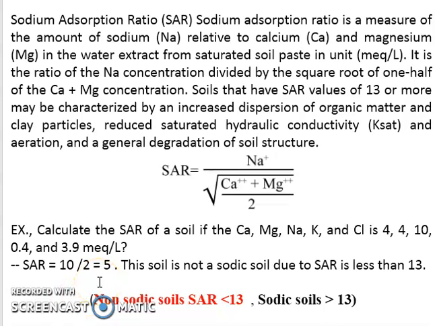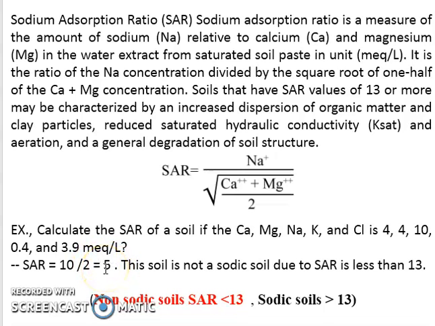So if you have an example here, calculate the SAR of the soil if the calcium, magnesium, sodium, potassium, chloride are these values. To calculate the SAR, you will not use potassium and chloride. You will use only the three elements and use this equation, and you will obtain 5 SAR.